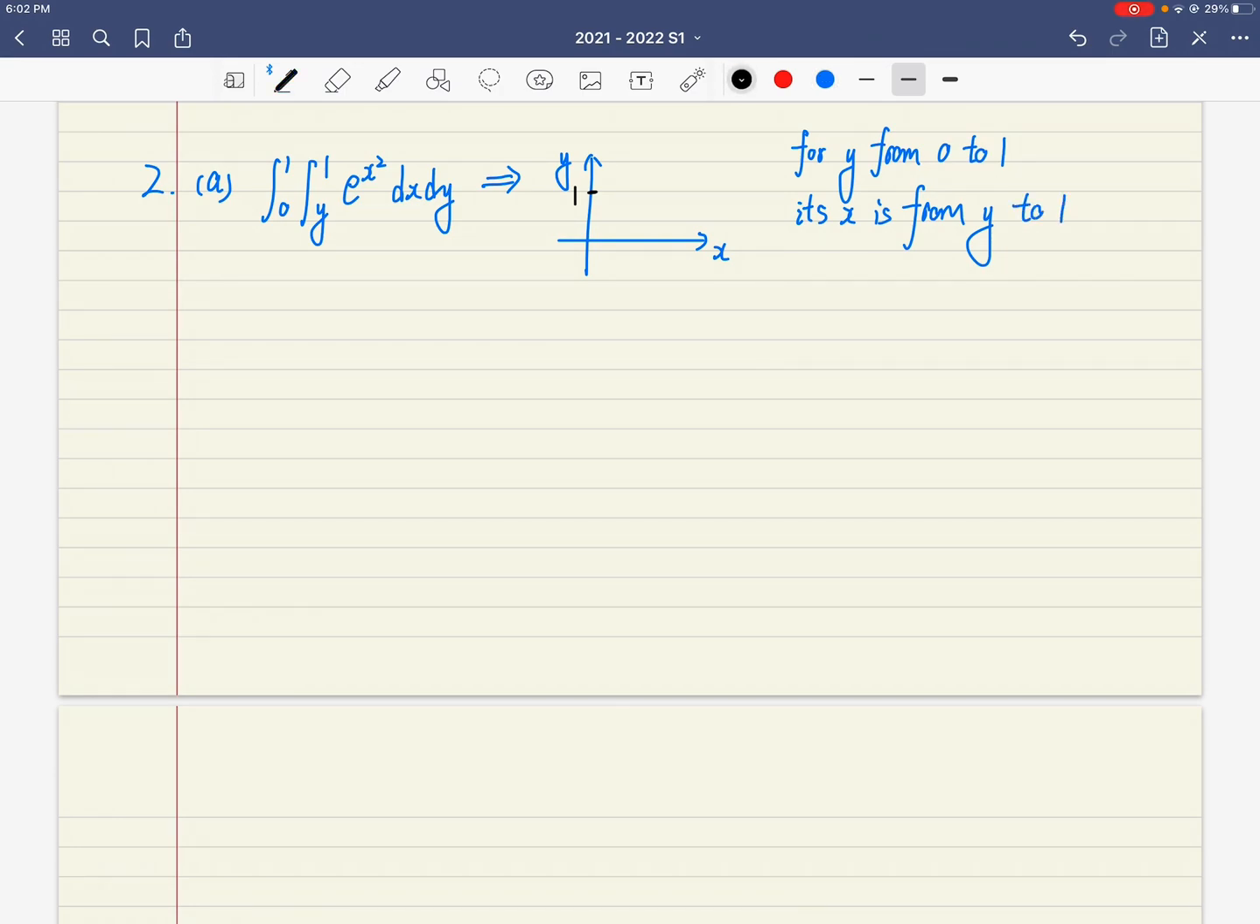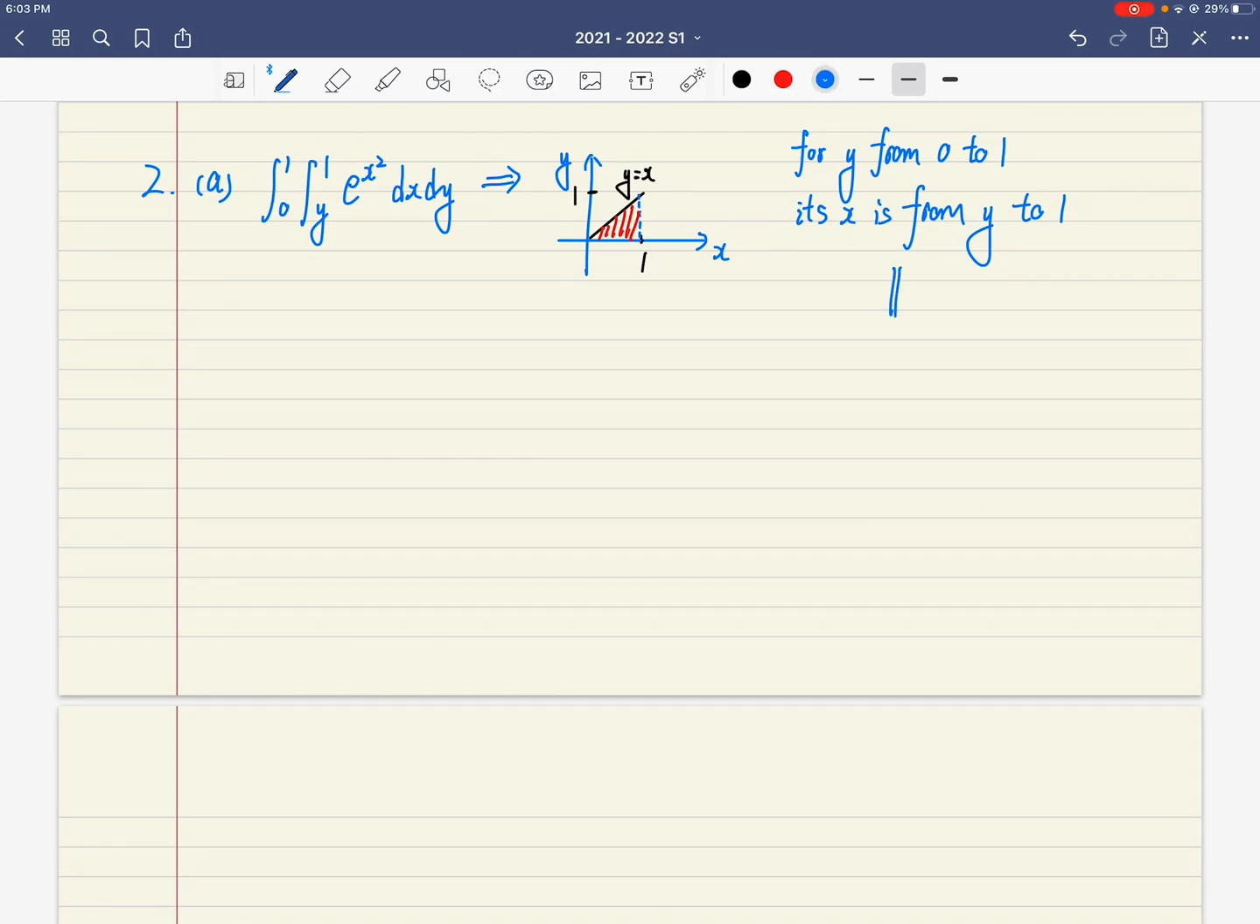So what does that mean? That means for any y, for example, I fix y to be here. Then when my y is 0.5, my x is from 0.5 to 1. When my y is 1, my x can only be 1. When my y is 0, my x can be from 0 to 1. So for a given y, your x is from the line y equals x to this part. So it's actually this entire region.